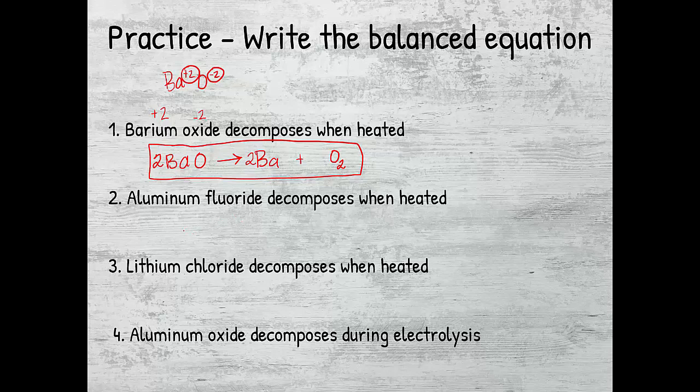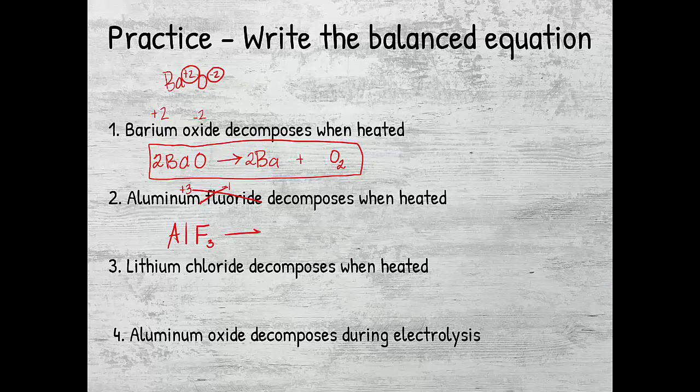We have aluminum fluoride. Aluminum fluoride is going to be AlF, but I need to work on the subscripts. Aluminum has a +3 charge. Fluoride has a -1 charge. So the 3 is going to go down on the fluorine, and the 1 is going to go down and be located on the aluminum, and we don't have to write the 1s.